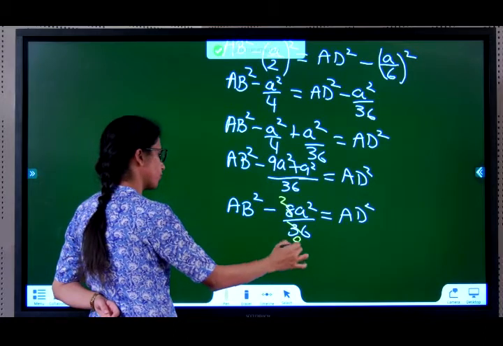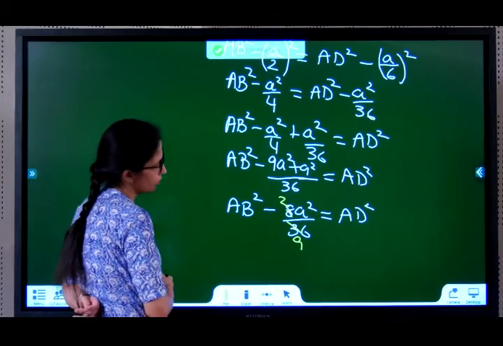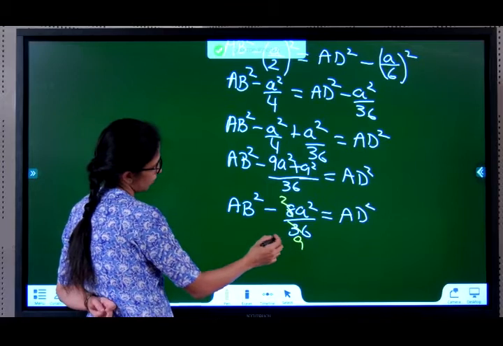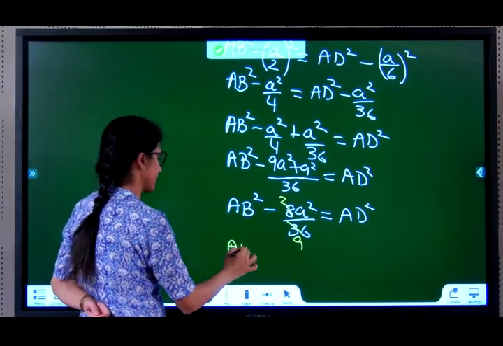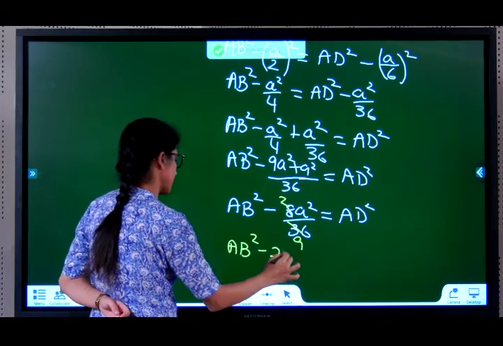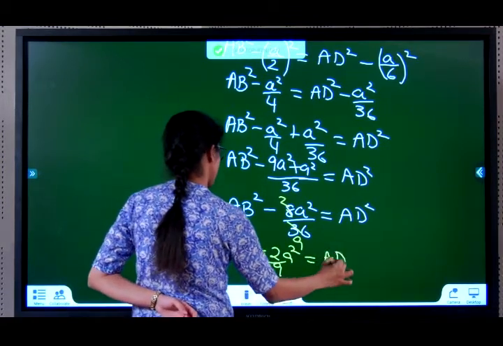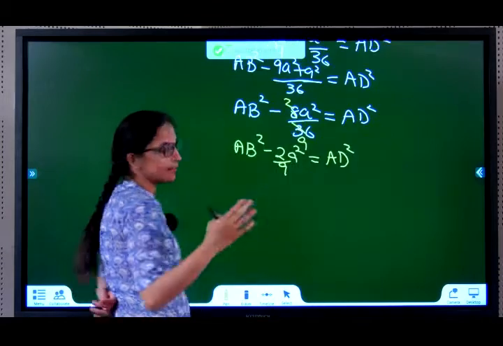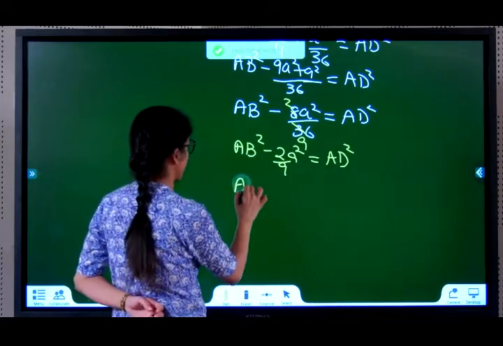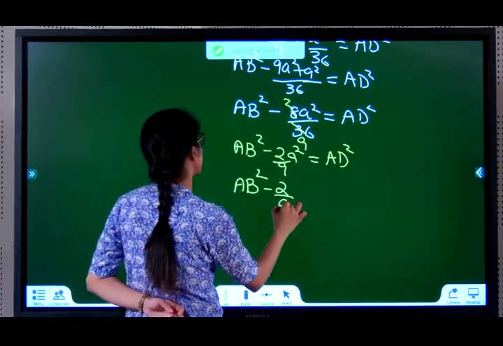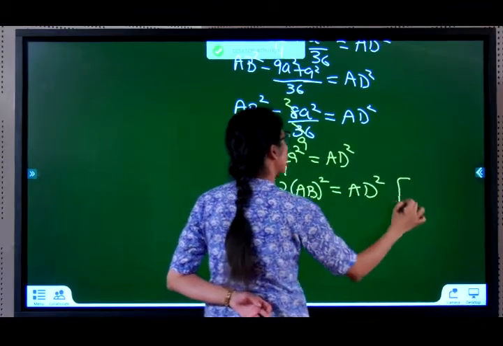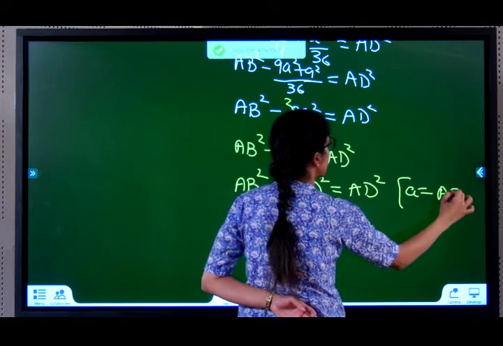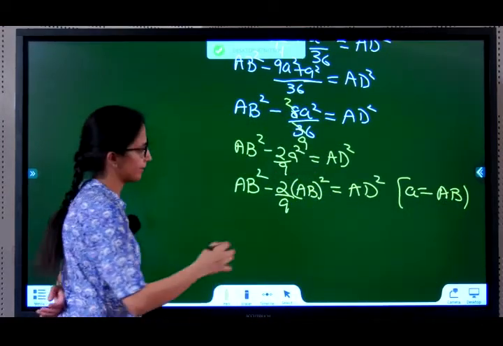4 2s are 4 9s are 36. So now what happens? Let me rewrite: AB square minus 2 by 9 A square is equal to AD square. A is nothing but AB itself. AB square minus 2 by 9 AB square is equal to AD square. How? Because A is nothing but AB itself. We told it in the starting, let A be that.